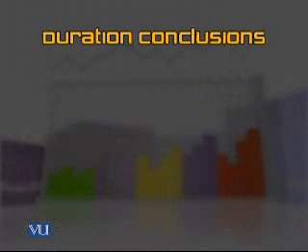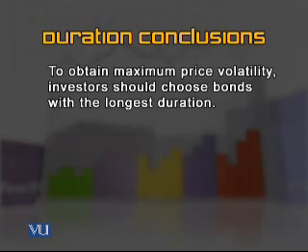Now, what have we concluded from all this? What have we concluded about duration and what actually is duration? So we conclude that to obtain maximum price volatility, investors should choose bonds with the longest duration. Did you get it right? The focus is on duration. To obtain maximum price volatility, investors should choose bonds with the longest duration.